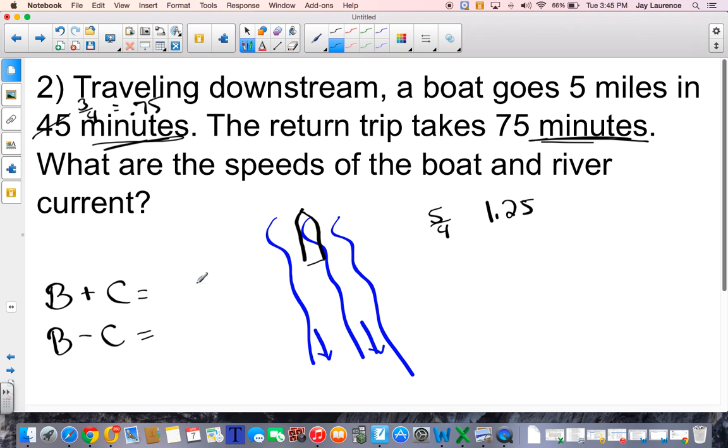We need a speed over here. How do we get speed? Speed equals distance divided by time. So what's the distance? 5 miles. What's the time? Well, I'm going to use 0.75. Okay, over here the distance is 5 miles and the time is 1 1/4. Now I can figure out what those are to make my math a little bit easier.